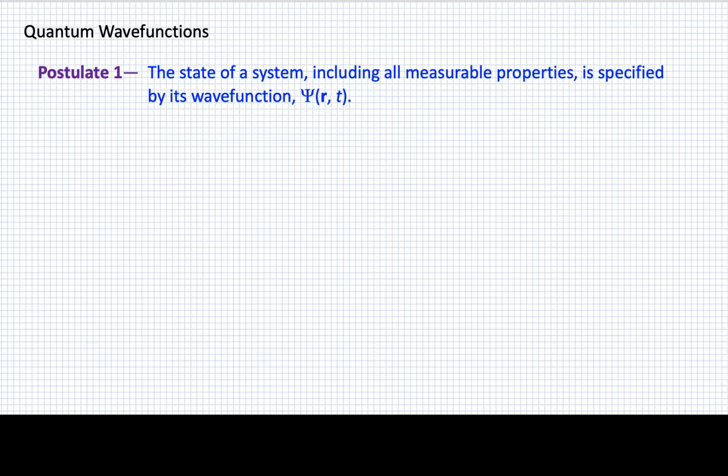Now, I've written it up here. Basically, it concerns the wave function itself and how we interpret that wave function. So the state of a system, and that means how we can describe a system, everything we can measure about a system, is specified by its wave function. You can think of the wave function as being like this magic black box. If we just know how to ask that box the right question, we can get an answer that tells us something about the system.